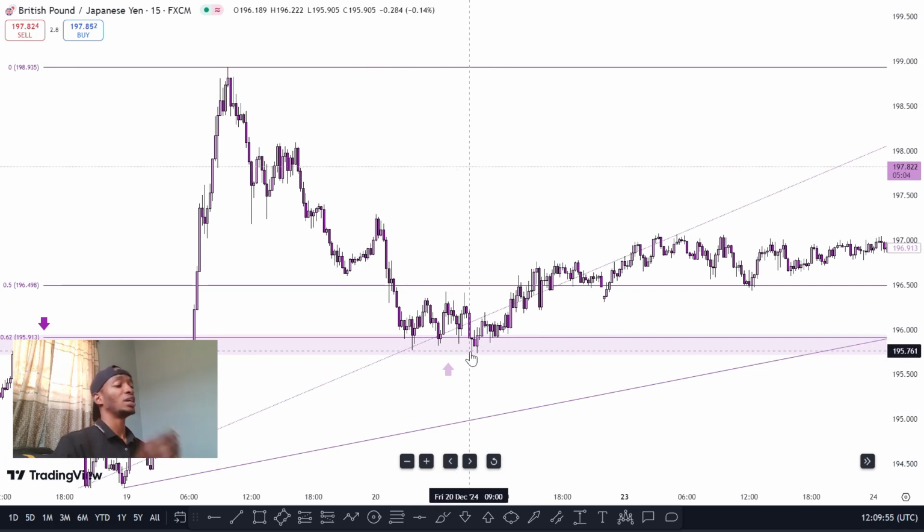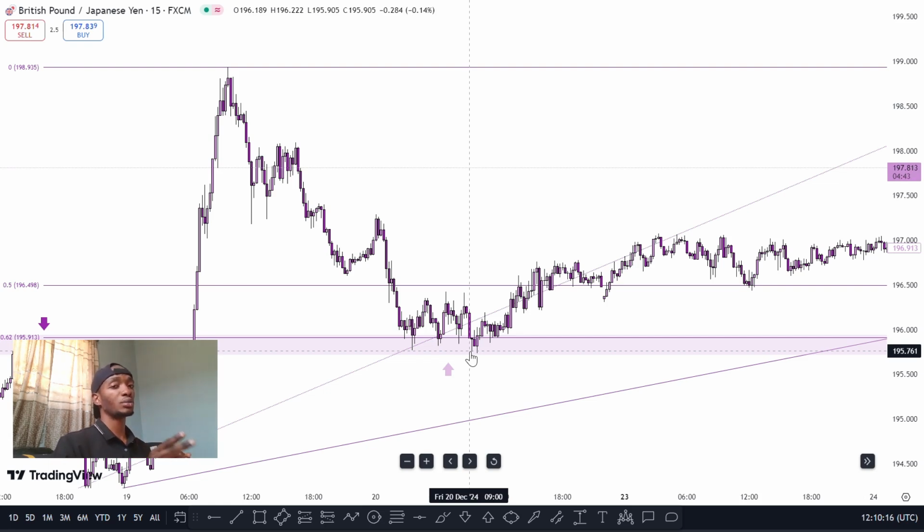These are the confluences. Number one, the market structure was an uptrend market structure. Number two, we had a very strong resistance that later broke out. Number three, the Fibonacci, which is the 0.62 that I normally use. I don't use any other one apart from 0.62. I always take my trade from 0.62.